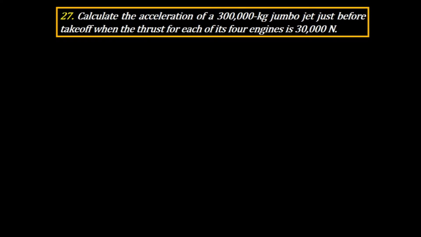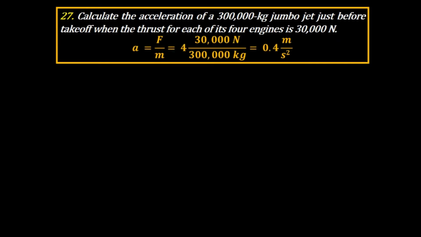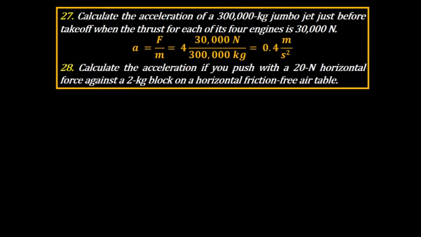Calculate the acceleration of a 3,000 kilogram jumbo jet just before takeoff when the thrust for each of its 4 engines is 30,000 newtons. It'll be 0.4 meters per second squared. Again, you see why you might need a long runway, because it's such a heavy plane, such a large mass plane.